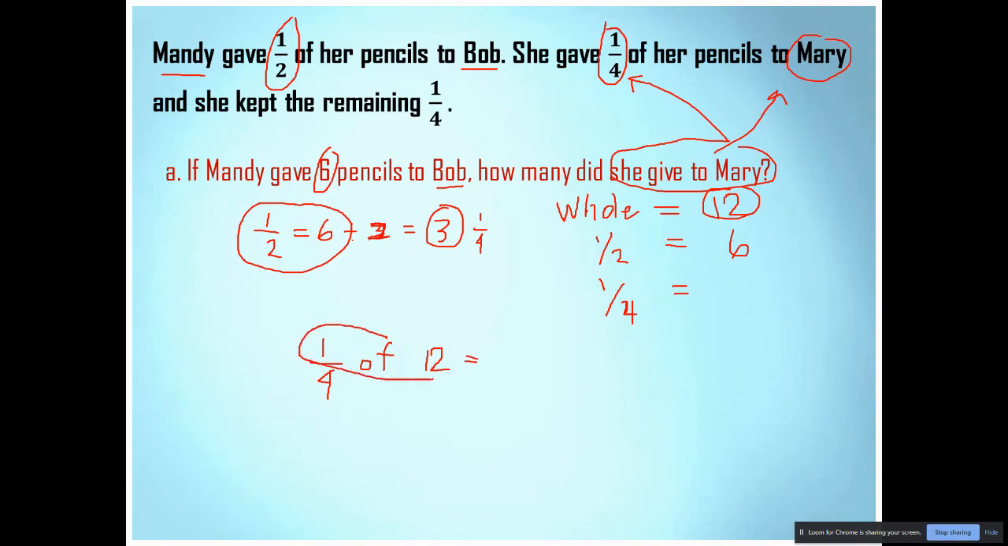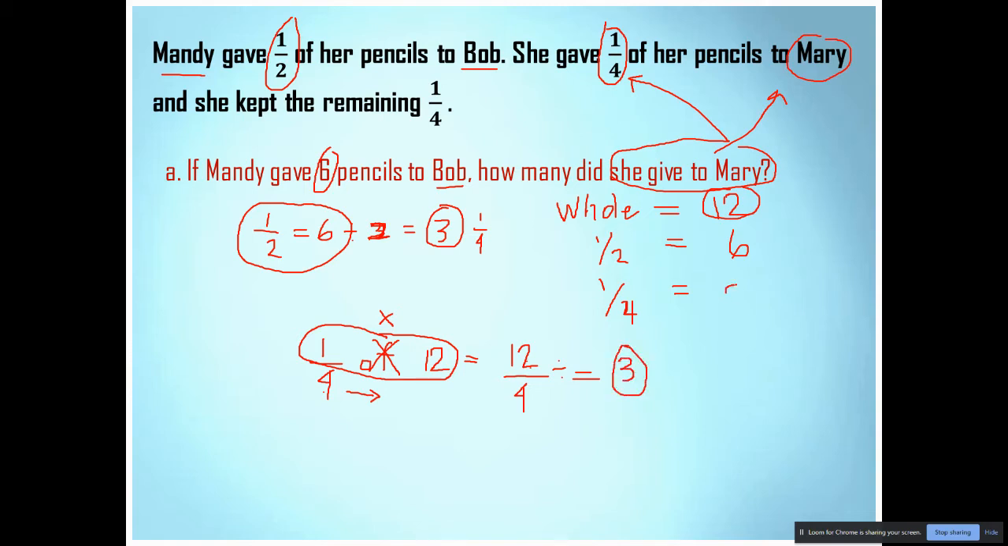As I've said, we're going to change "of" to times. And so 1 times 12 is 12. The denominator, copy 4. Just copy that one there. After you make this into times, 1 times 12 is 12. Copy denominator 4. Then that means 12 divided by 4 is 3.